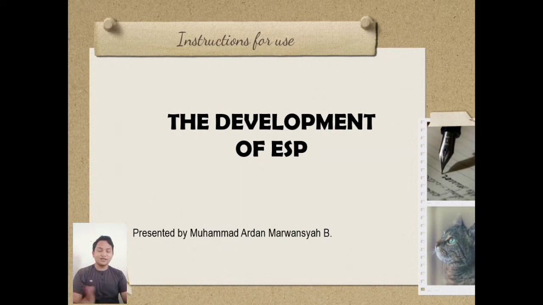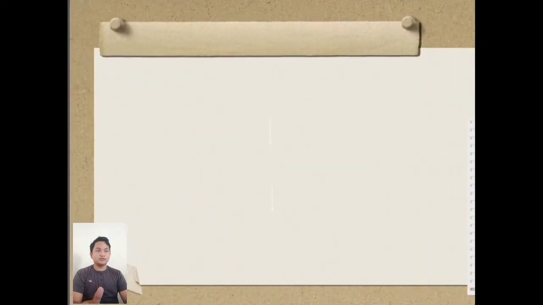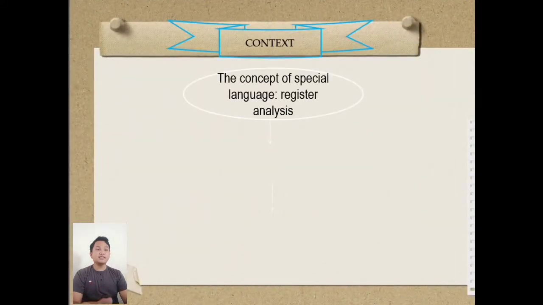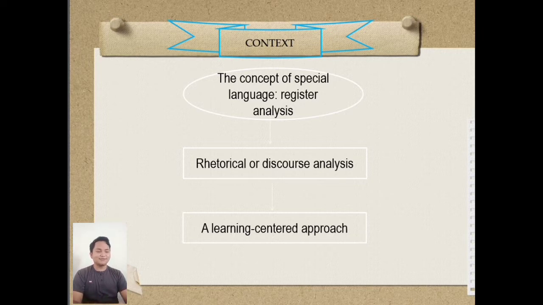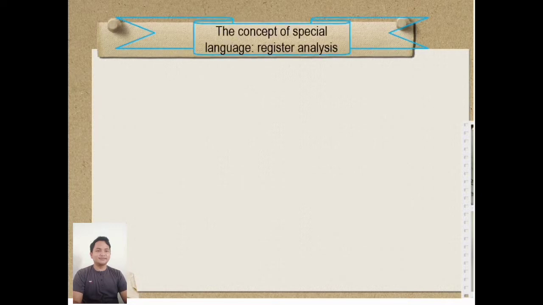In this video, I will try my best to explain the topic of the development of ESP. For the explanation, there are three subtopics that I will explain. The first one is the concept of spatial language. The second one is rhetorical or discourse analysis, and the third one is a learning-centered approach. Well, for the explanation, let's begin.